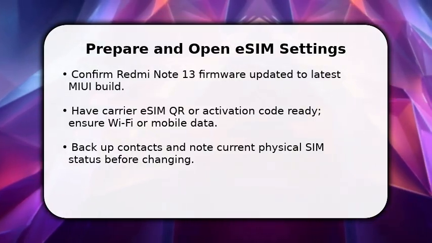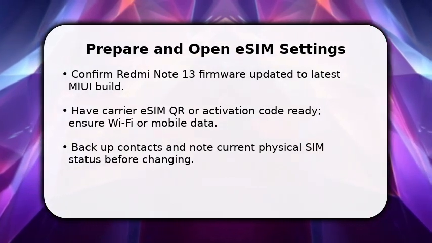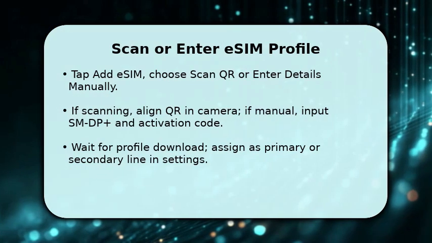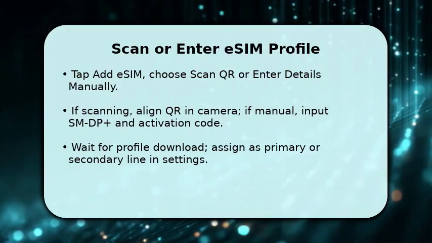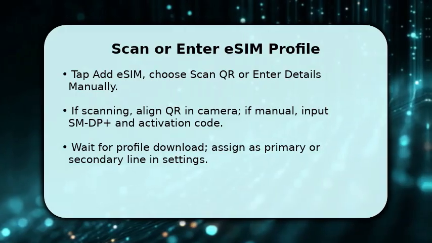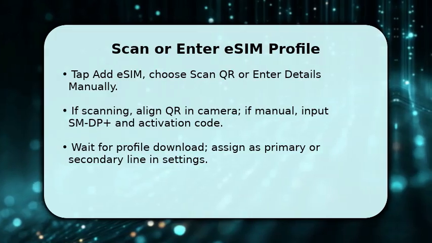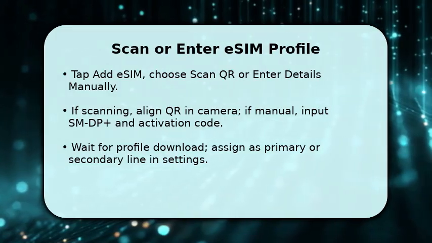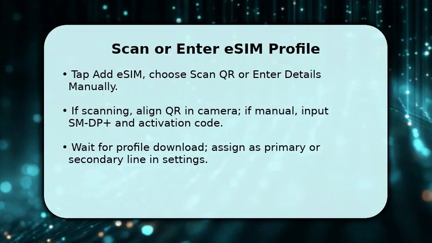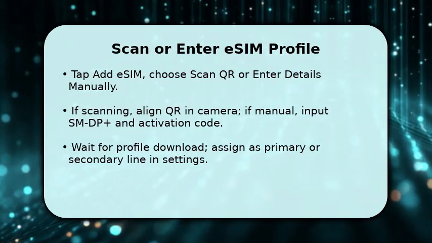Tap Add eSIM to move to scanning or manual entry and follow on-screen prompts. Next, you add the profile. Choose Scan QR for the carrier QR or select manual input to type SM-DP+ plus an activation code. When scanning, hold steady and allow Redmi's camera to capture the QR. Once detected, the phone downloads the profile automatically. If you manually enter details, double-check characters and punctuation.